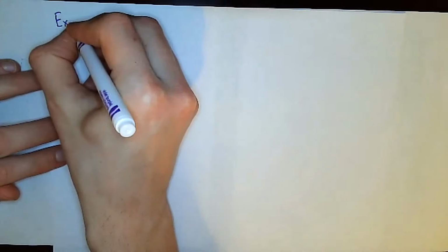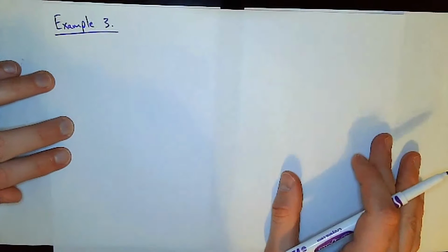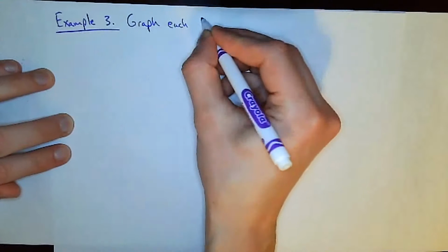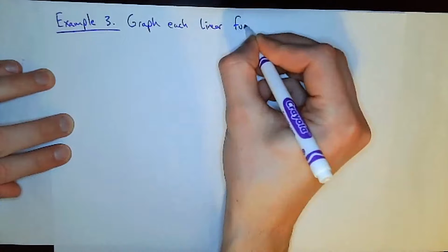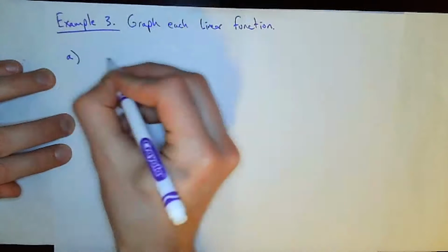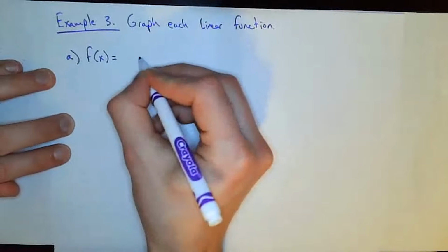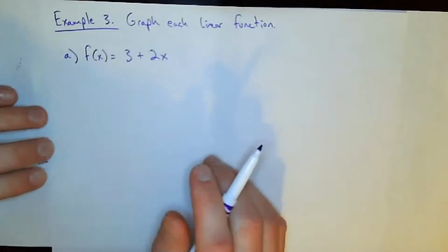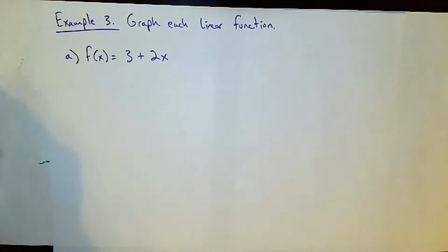Let's make sure we know how to graph. Let's say example 3. Start with an easy one. F of x equals 3 plus 2x. This is fine.